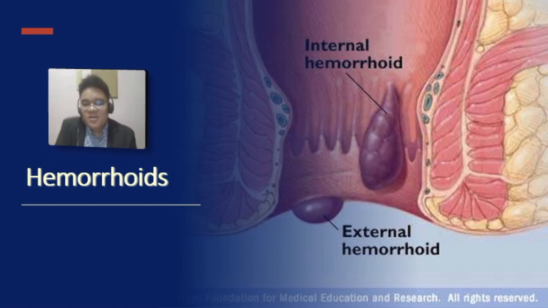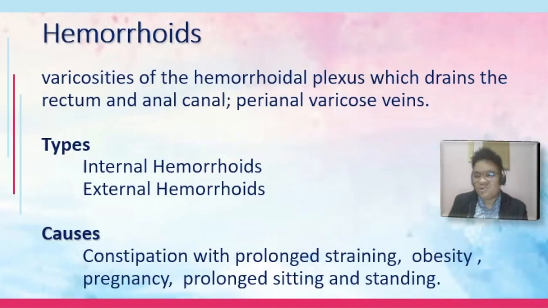Let's talk about hemorrhoids. There's a lot of patients having hemorrhoids. So when I say hemorrhoids, they could be of two types. It could be internal or external. But what are hemorrhoids? They're simply varicosities of the hemorrhoidal plexus, which drains the rectum and anal canal. In other words, they are varicose veins inside your anus or maybe outside. Perianal varicose veins.